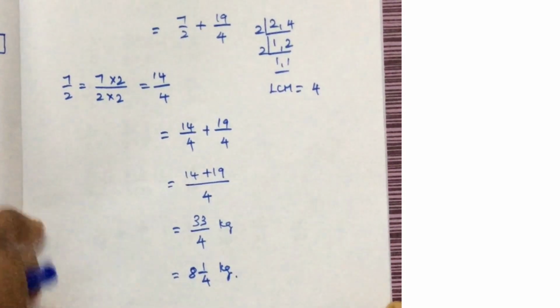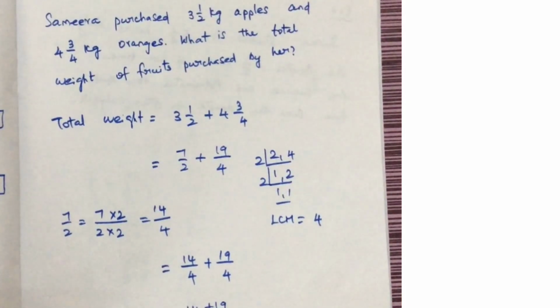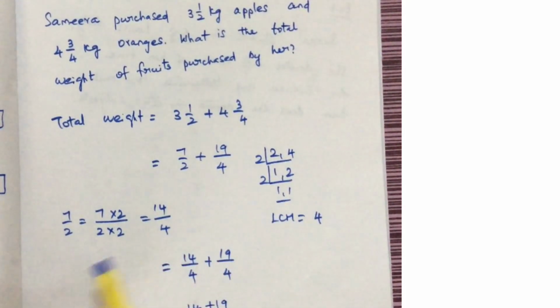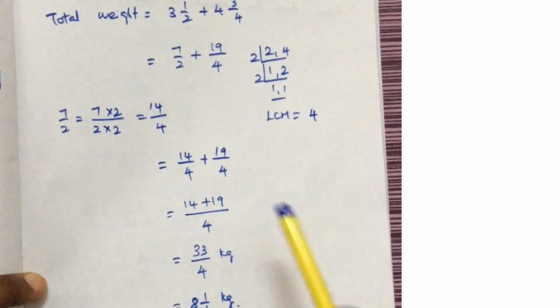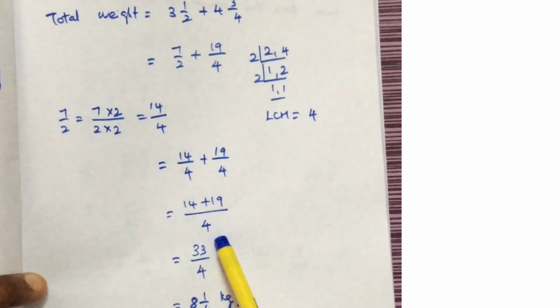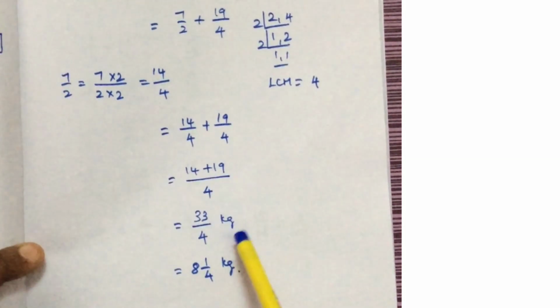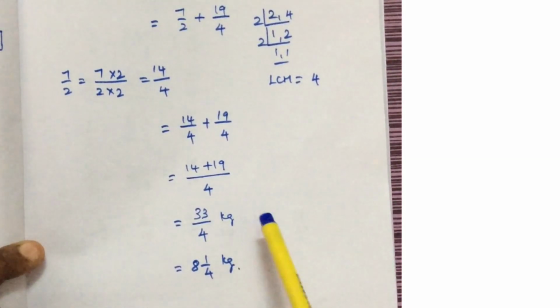Okay, while doing addition, the denominators should be the same. To make the denominators the same, take the LCM, find their equivalent fractions, keep the denominator as it is, and add the numbers in the numerator. Then this is an improper fraction, and then convert it into a mixed fraction.